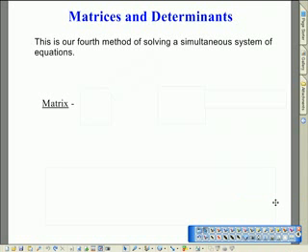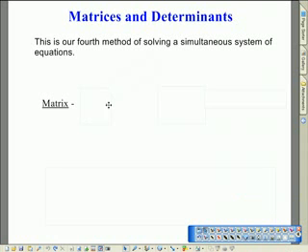Once you get to page 354, you will see that we're doing lesson 8-5 on matrices and determinants. This is our fourth method of solving a simultaneous system of equations, and for some of you, combined with Cramer's rule, it will probably be your favorite way of solving the system. Our goal still is to find that one coordinate where the two equations' graphs will intersect, but we want to do it without graphing, as quickly and easily as possible. Either this or elimination would be the quickest, easiest way.